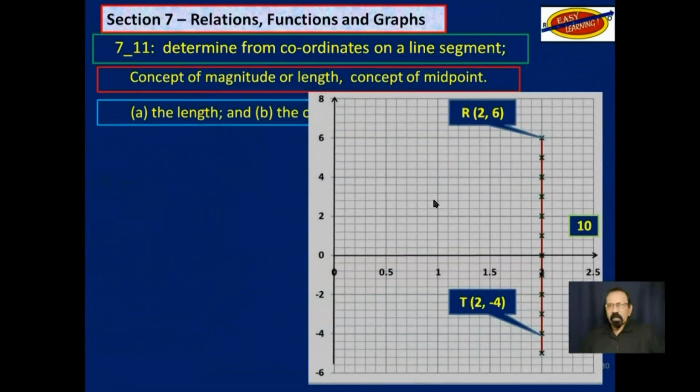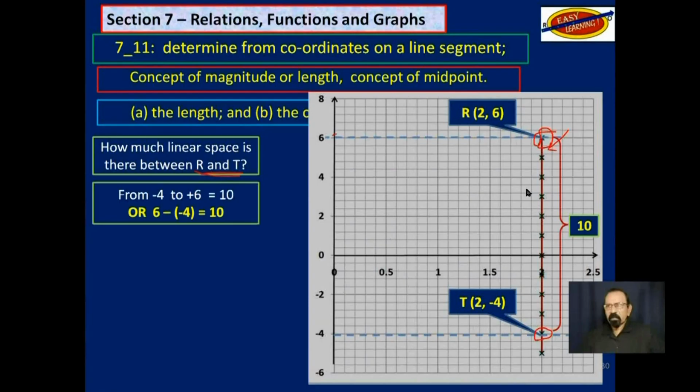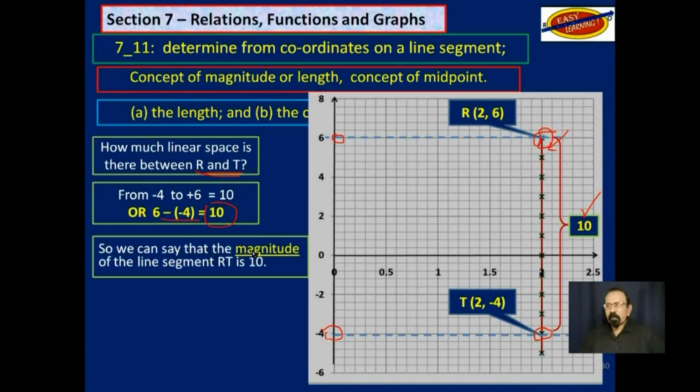Now let's consider this line here on the right. This time it is not a horizontal line, it is a vertical line. How much linear space is there between R and T? From here, R, coming down here to T. How much linear space is there? Notice you are starting out at 6 and you are ending up at -4. So 6 minus -4, you get 10. So the length here is 10. We can say that the magnitude of the line segment RT is 10.